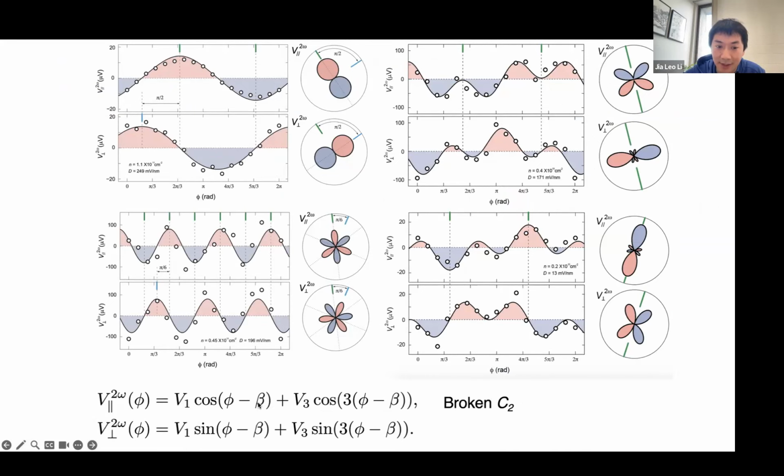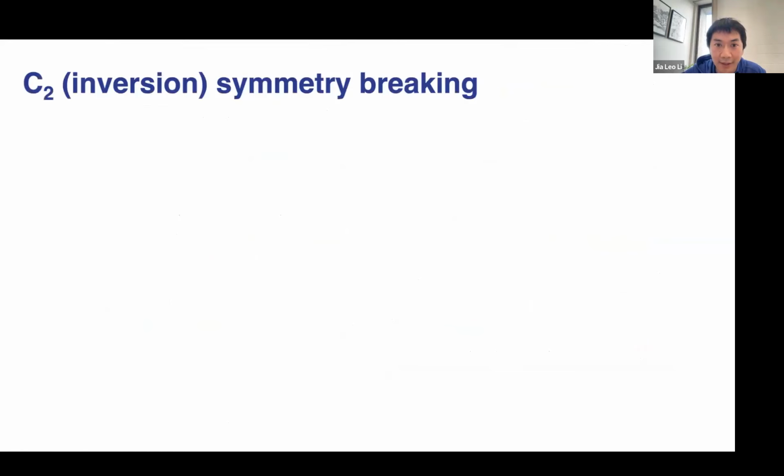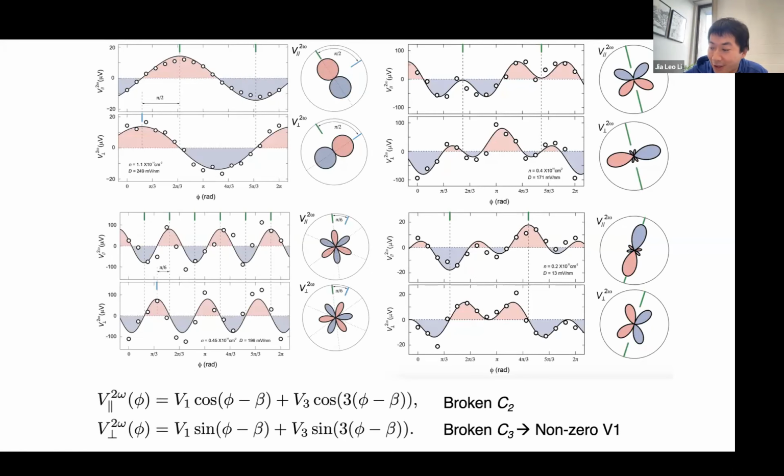And I should mention that for all of these, two-fold rotation or inversion is broken, right? Even for the three-fold symmetric term, there's no two-fold rotational symmetry. And as long as you have a non-zero V1, three-fold rotational symmetry is broken, and there's only one mirror axis, right? So in the polar plot, I'm marking the mirror axis orientation using the green solid line. Okay, great. So we see this angular dependence that seems fairly systematic, right?